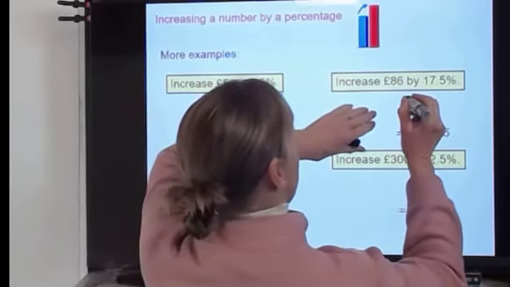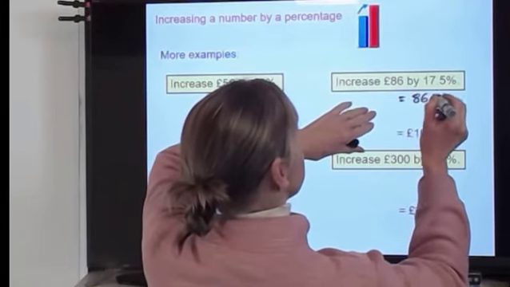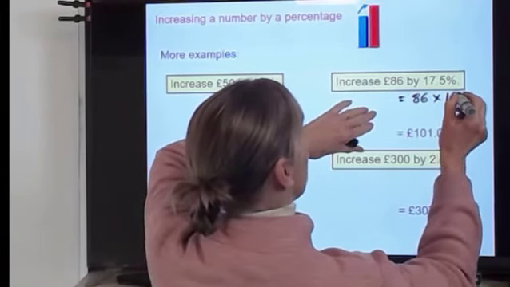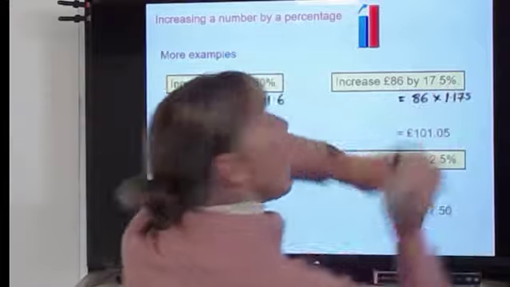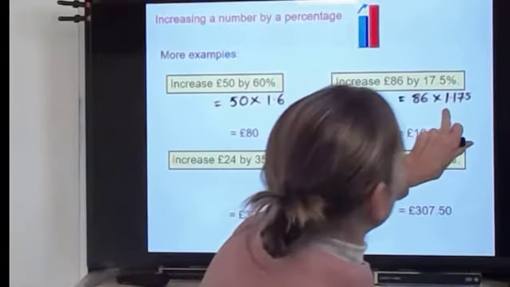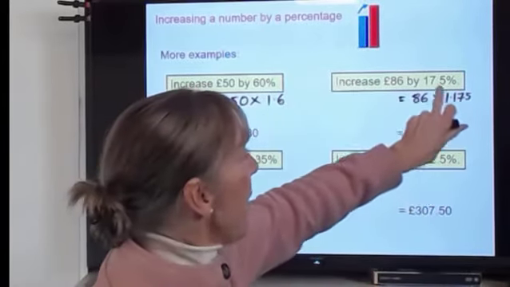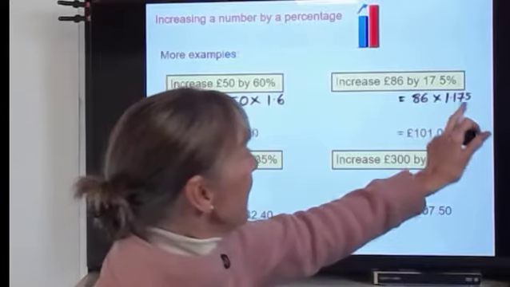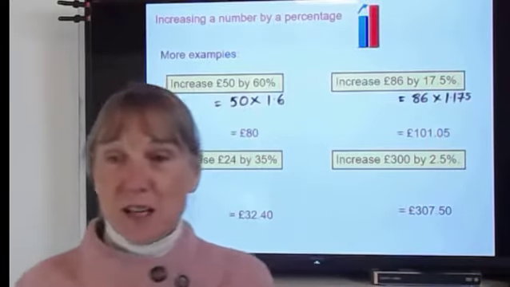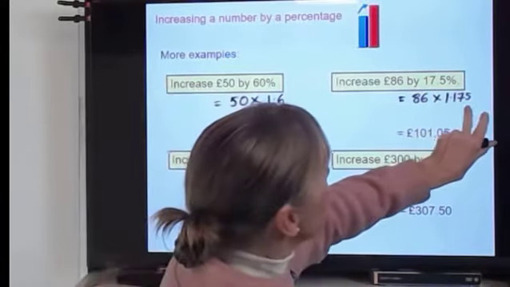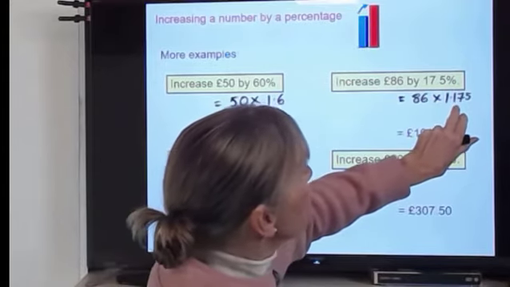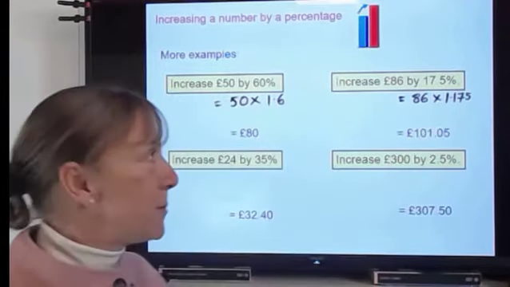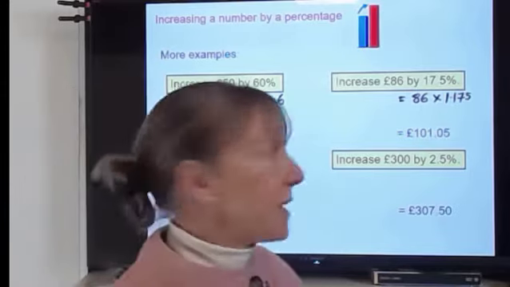This will be equal to 86 times 1.175. Now the first two digits after the decimal place are how many whole percent, and then if there are any more decimal places, they just come after that. So when we see that, we can see that as 117.5%. So it's important that we can recognize that.